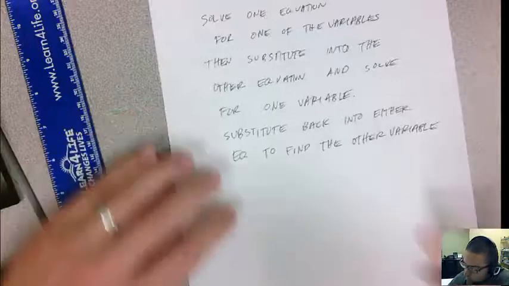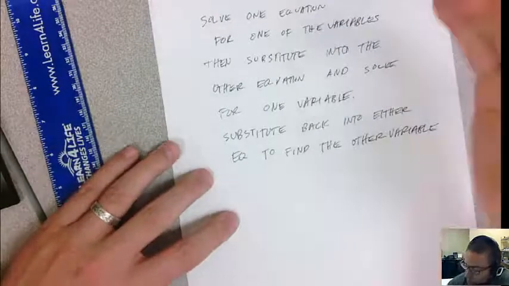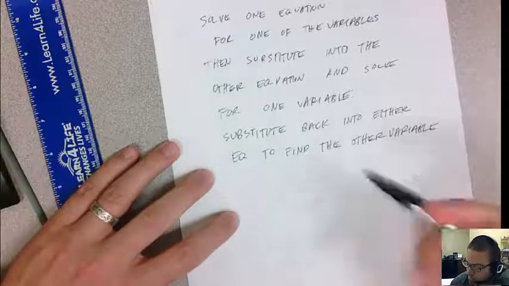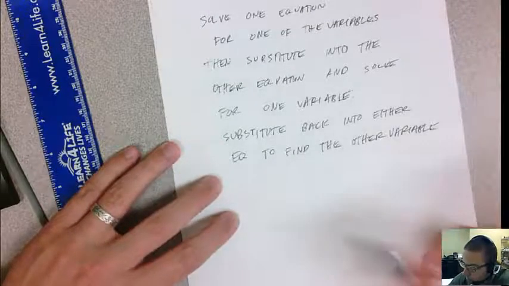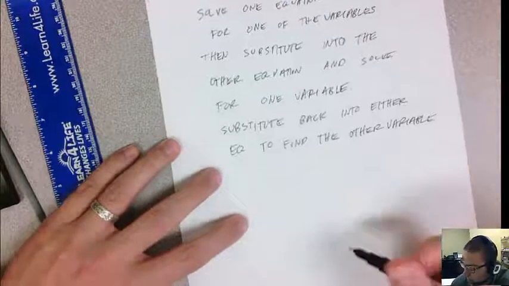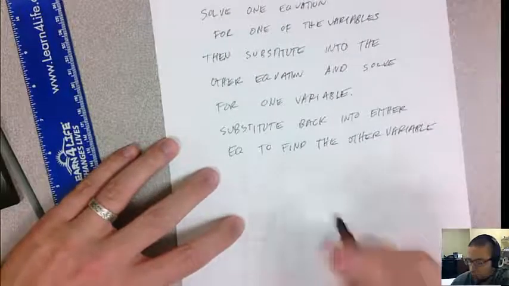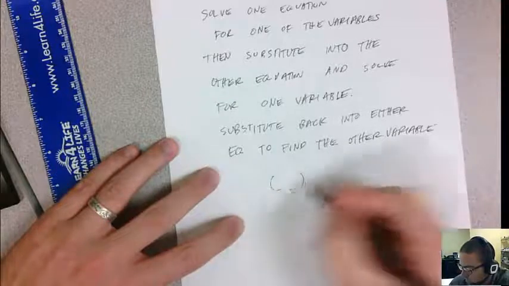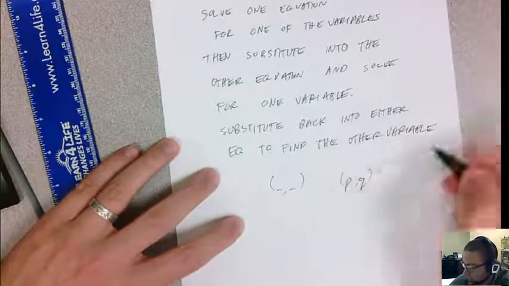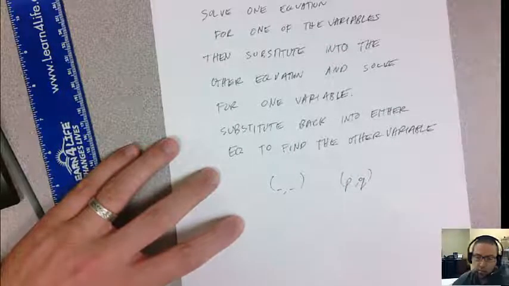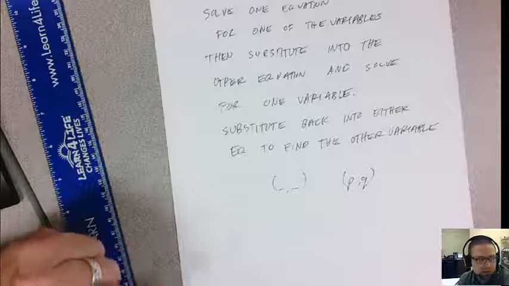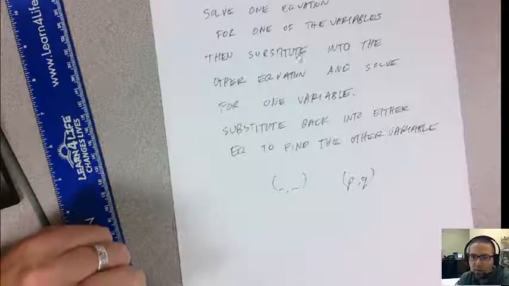Okay, so that's it. That's the process. You solve one equation for one variable, substitute that expression into the other equation and solve for one variable, substitute back into either equation and find the other variable. Now give your two variables as an ordered pair, x and y, or whether it's p and q, or I don't know, any old letters, right? N and m. So that's how you do the substitution method and the solve by graphing method.